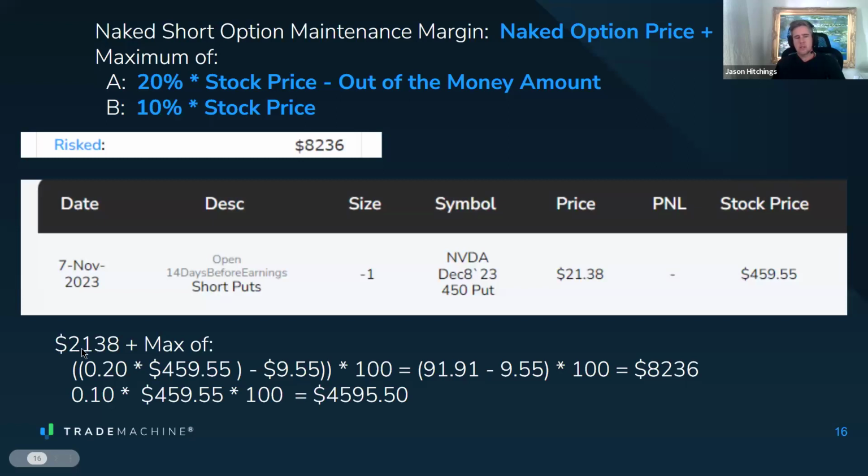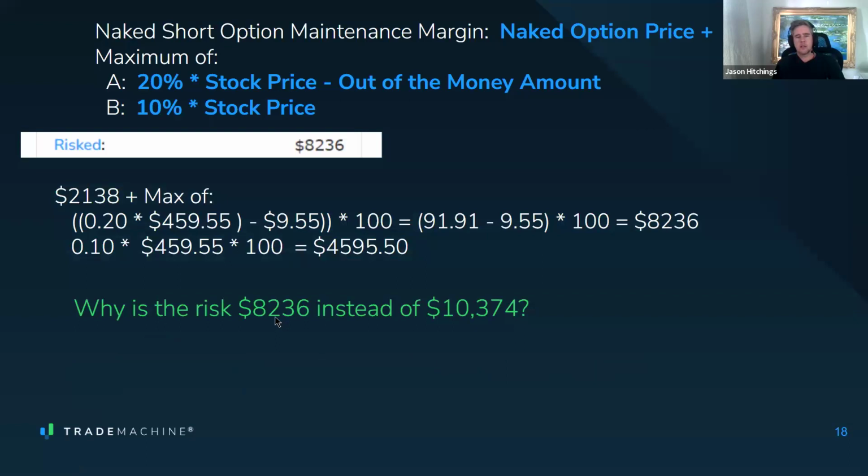Now the question is, what happens to this 21.38? If you're supposed to have the price of the option plus this, then isn't the risk actually 10,374? This is what the maintenance margin is. You would have to keep this amount in your account in order to not have a margin call on this trade. But as soon as you place this trade, you immediately take a credit of 21.38 into your account.